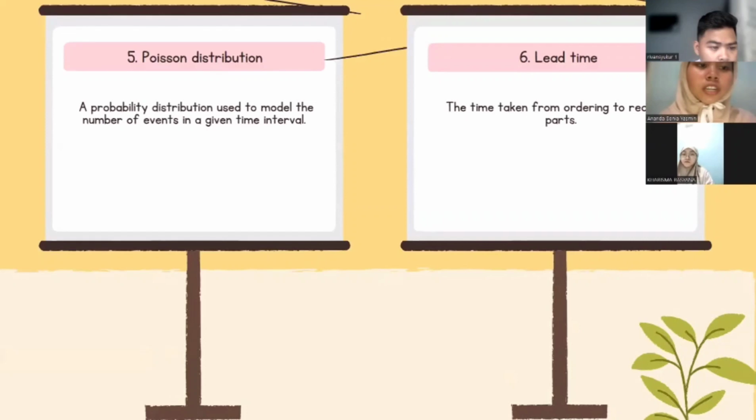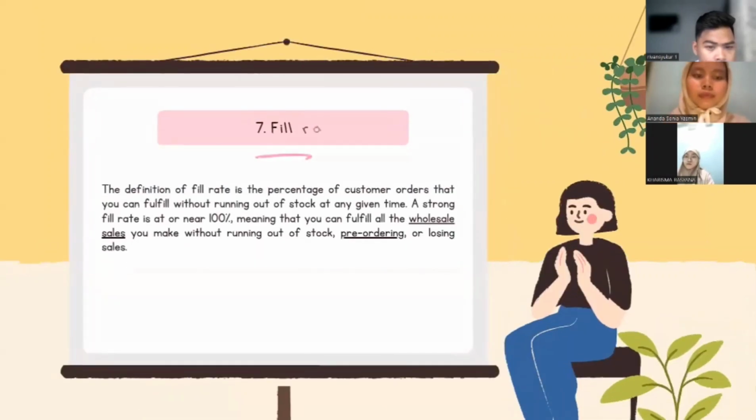Next is the Poisson distribution, a probability distribution used to model the number of events in a given time interval. The sixth is lead time. Lead time is the time taken from ordering to receiving parts. Next is fill rate. The definition of fill rate is the percentage of customer orders that you can fulfill without running out of stock at any given time. A strong fill rate is at or near 100%, meaning that you can fulfill all the wholesale sales you make without running out of stock, pre-ordering, or losing sales.